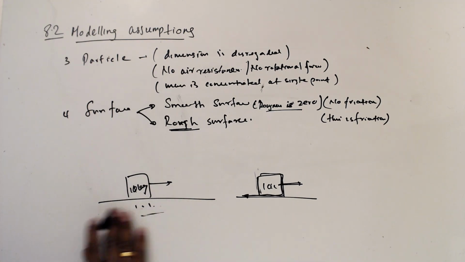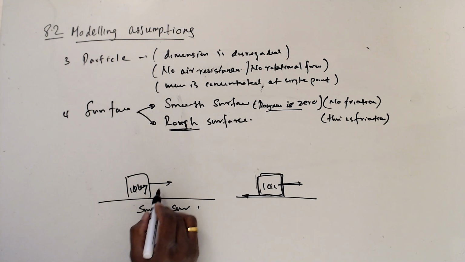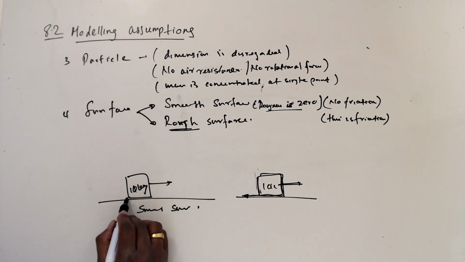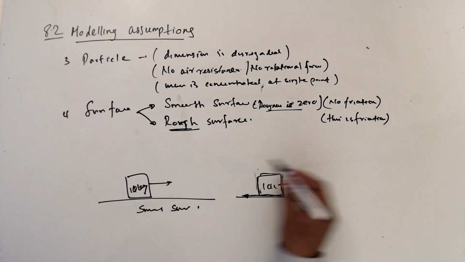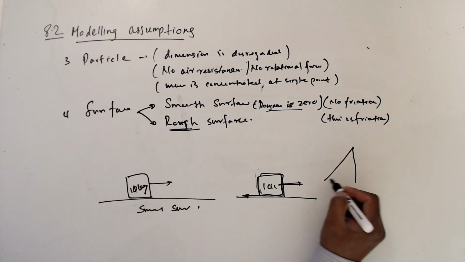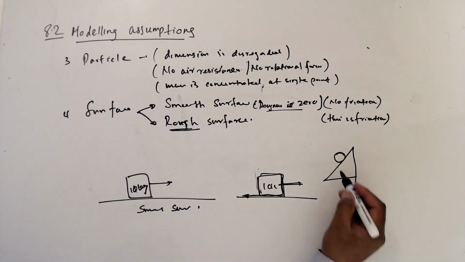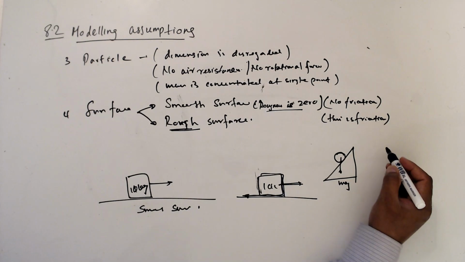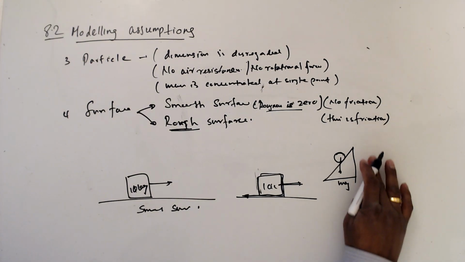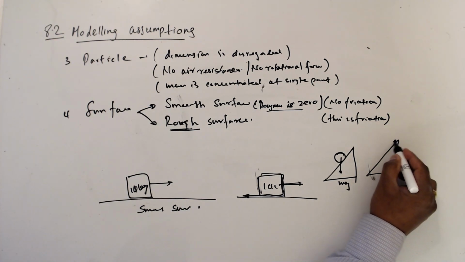And assume this is a smooth surface, then there is no friction force. Usually we don't mark the friction. For a particle on a smooth inclined plane, only mg, the weight, will act. But if the particle is on a rough plane, this plane is rough.